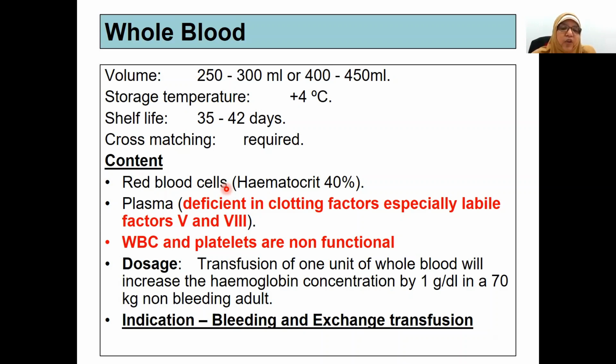So it's not functional. We store the whole blood at 4 degrees, and platelet cannot be exposed to low temperature. We store platelet at 20. That's why when you collect platelet, you don't put ice in the box. The moment platelets are exposed to 4 degrees cold temperature, they become dysfunctional, right? So the only thing you get from whole blood is just red cell, right?